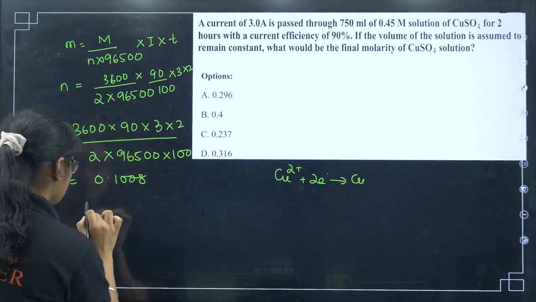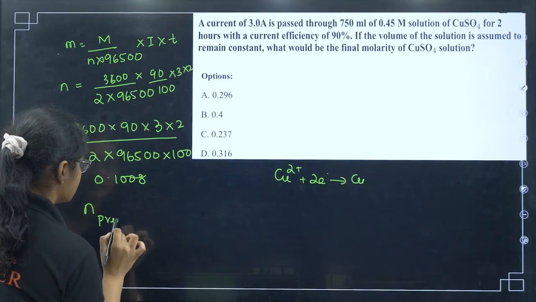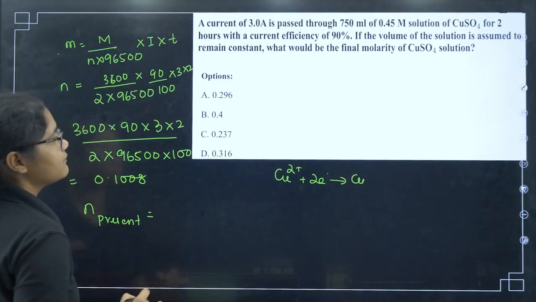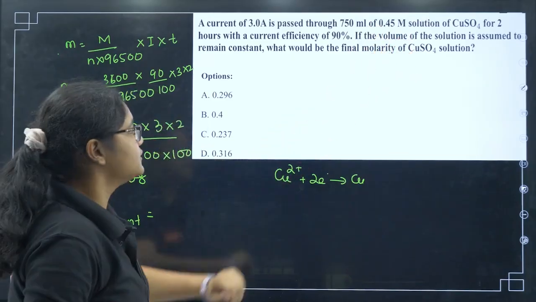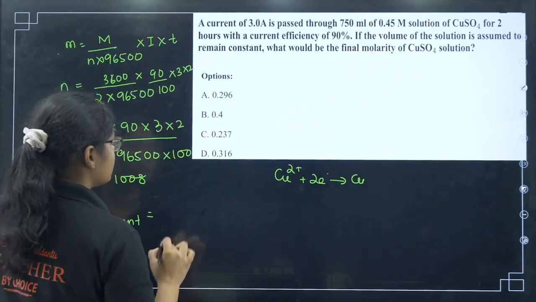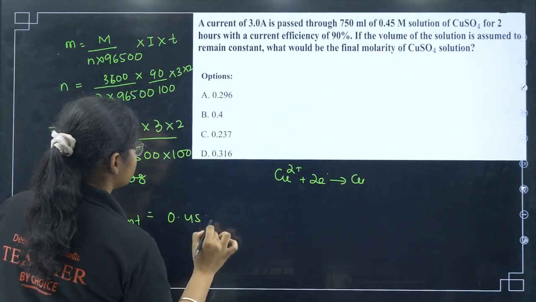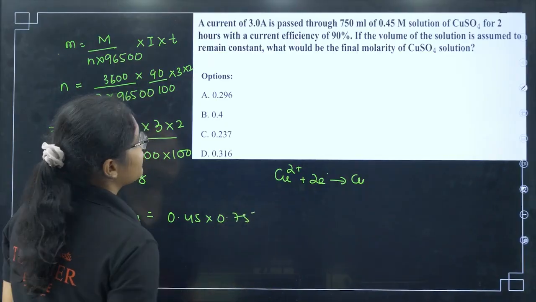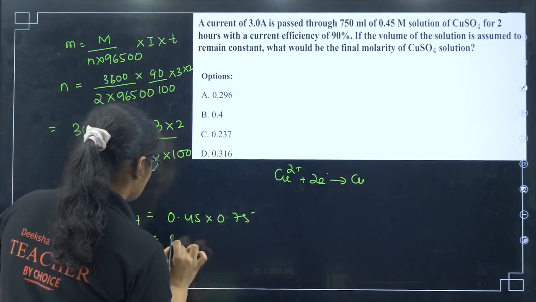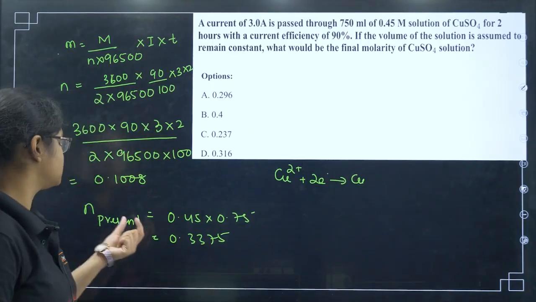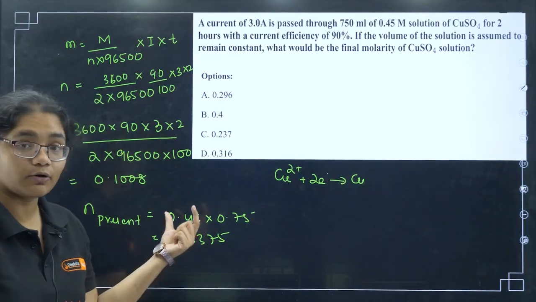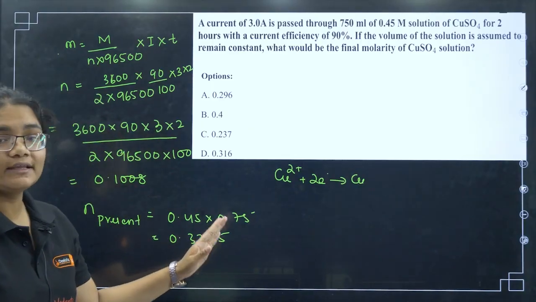Now what is the number of moles of copper originally present? So we have what? Given mass by molar mass, we have this one, molarity into volume. So it is in ml, so we'll convert it into liter. So I will have 0.45 into 0.75, right? So that will give me 0.3375. Okay, so number of moles of copper present originally was 0.3375.